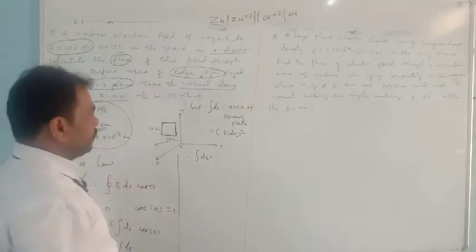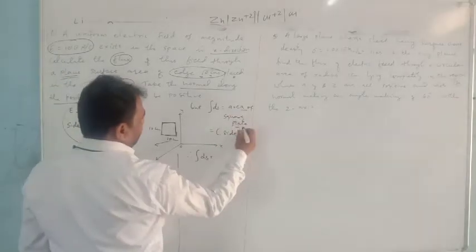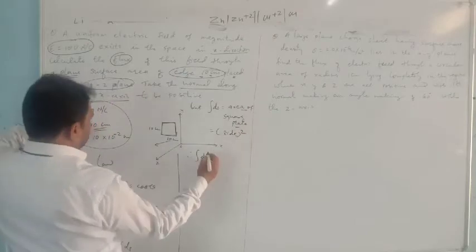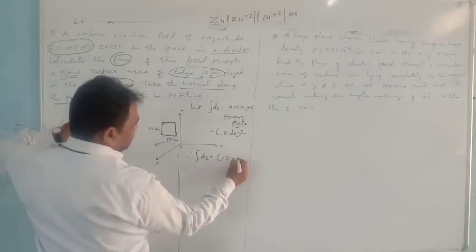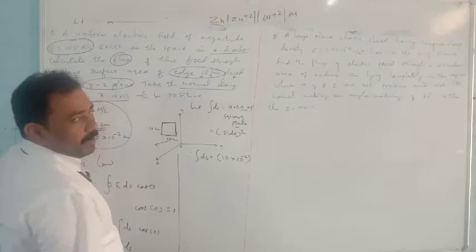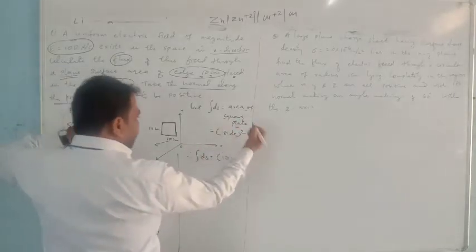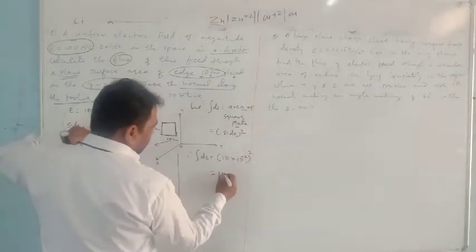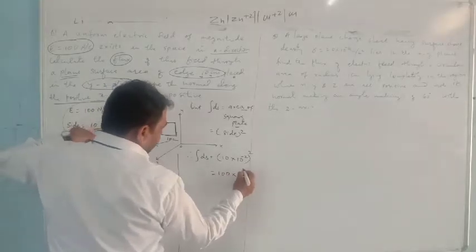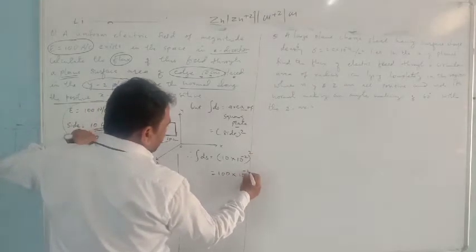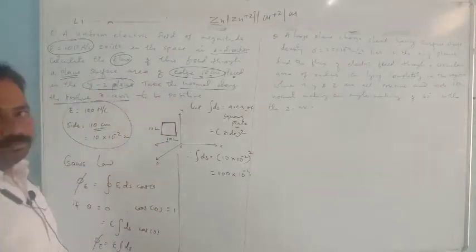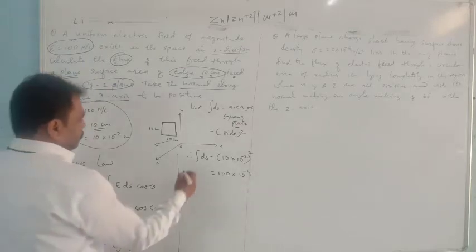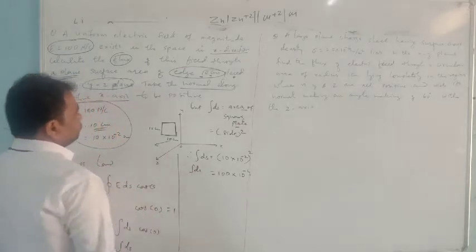Integration of ds means the area of the square plate, and the area of the square plate is side squared. Side is 10 centi, and centi means minus 2. 10 centi, side squared, so we get 100 into 10 to the power minus 4. This is the integration of ds.